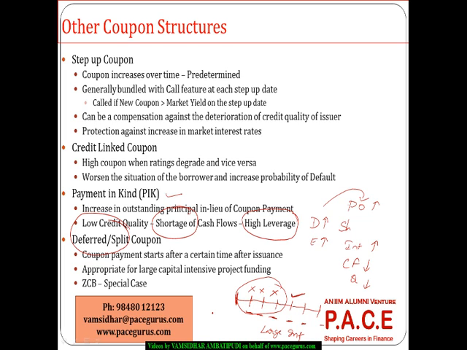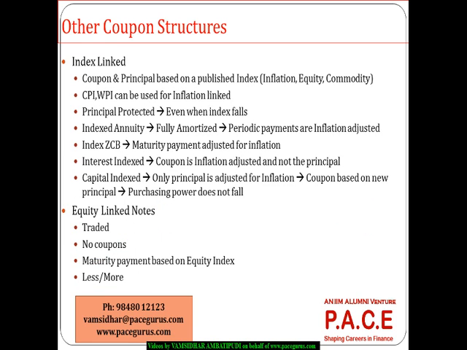And probably when we look at a zero coupon bond, where no coupons are paid in the initial years and only at maturity the principal is paid, I can very well visualize that also as a special case of a deferred coupon bond. So all these are different examples of different coupon structures.